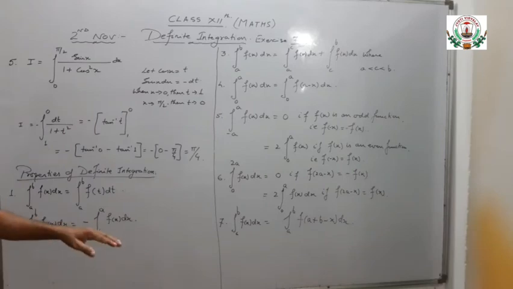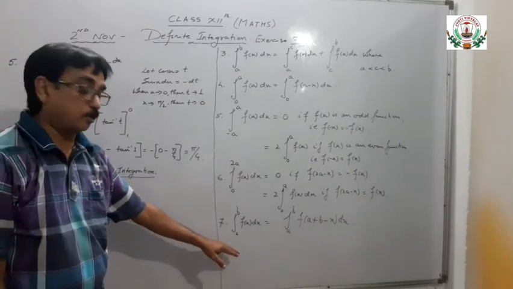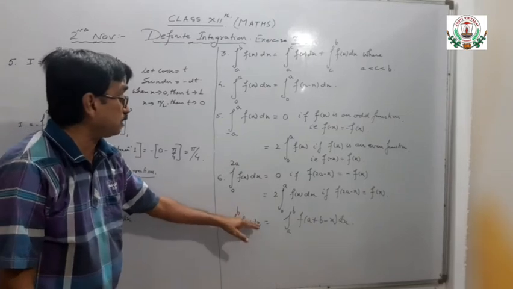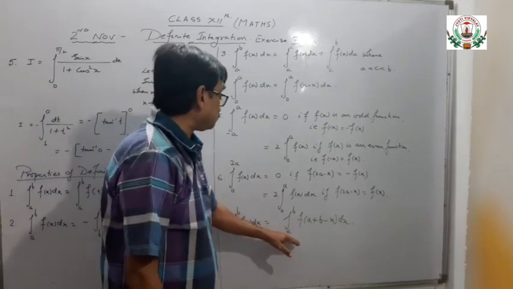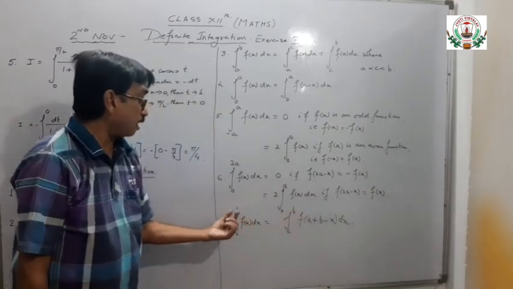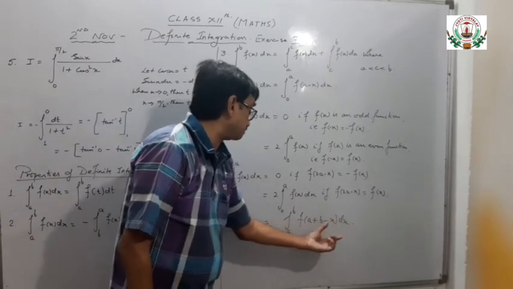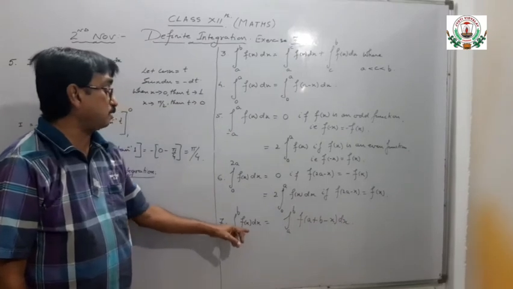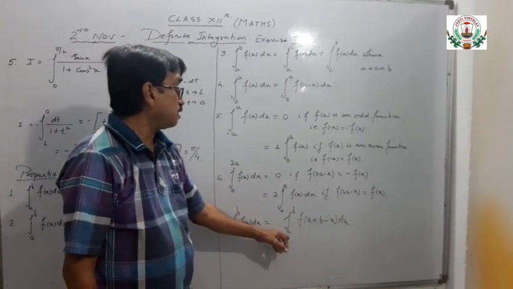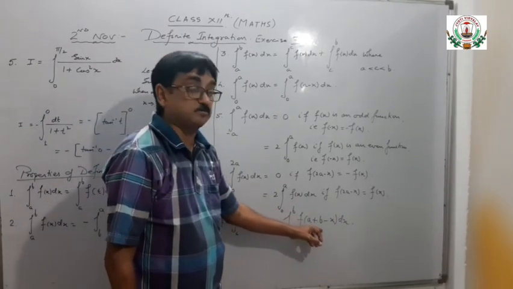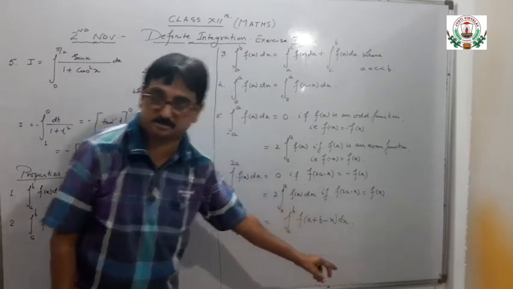And the last, seventh property, it is also the most important property. Integration a to b f of x dx is also given by integration a to b f of lower limit plus upper limit minus x dx. That is, integration a to b f of x dx equals integration a to b f of a plus b minus x dx.